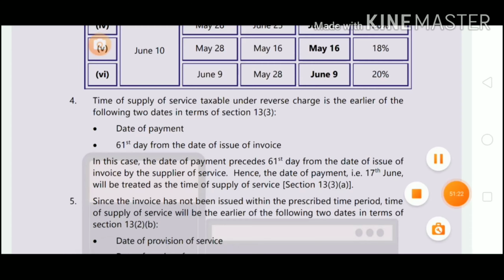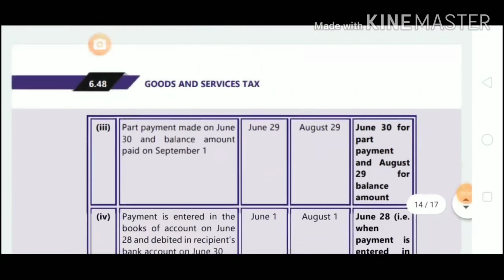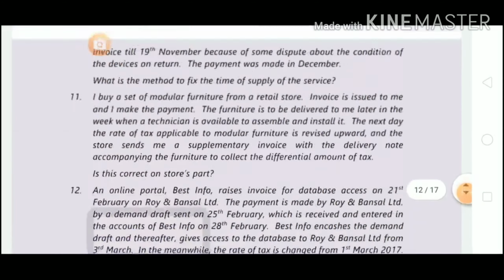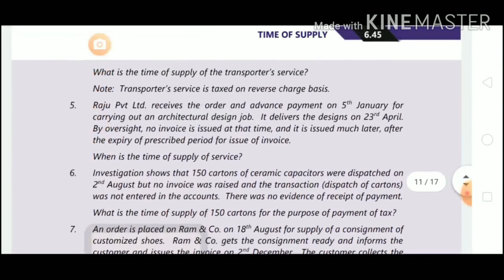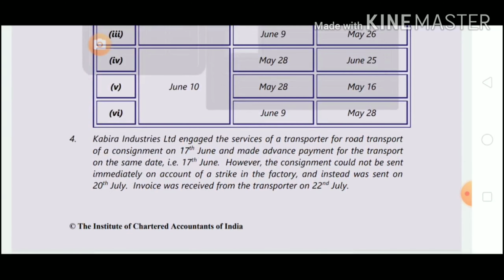In this case, invoice was issued on 22nd July. See the question. Invoice was issued on 22nd July. So obviously 61st day from that date, the earlier one will be 17th June. So no need to calculate 61st day from 22nd July. We'll straight away take 17th June as the TOS in this case.